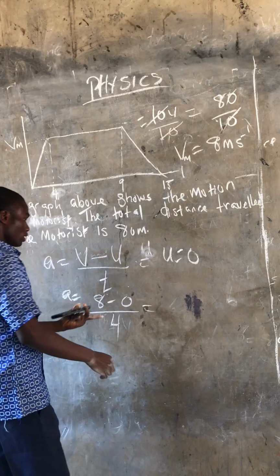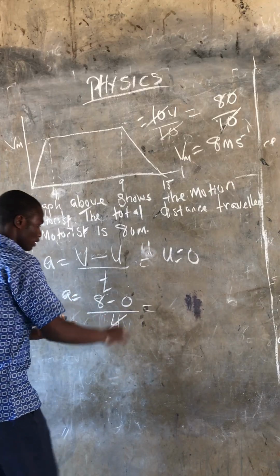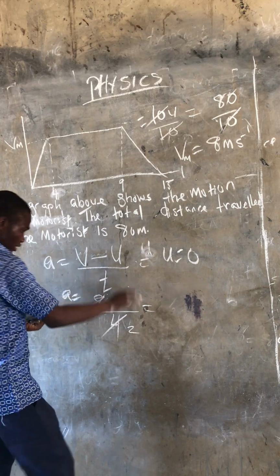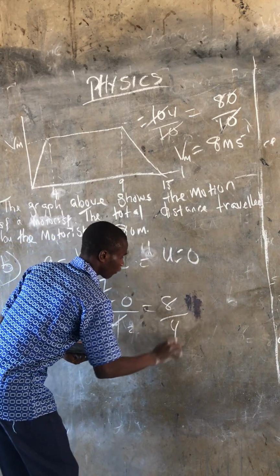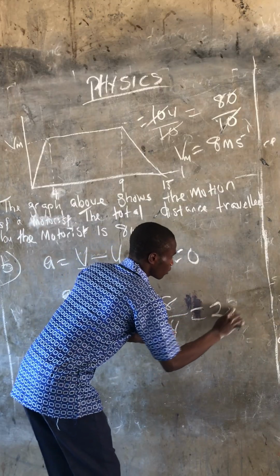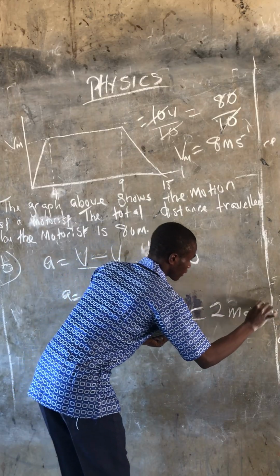So here you can say our acceleration is 8 minus 0, which is 8. Let me say 8 divided by 4. We can say 8 divided by 4 is 2. So our acceleration is 2 meters per second squared.